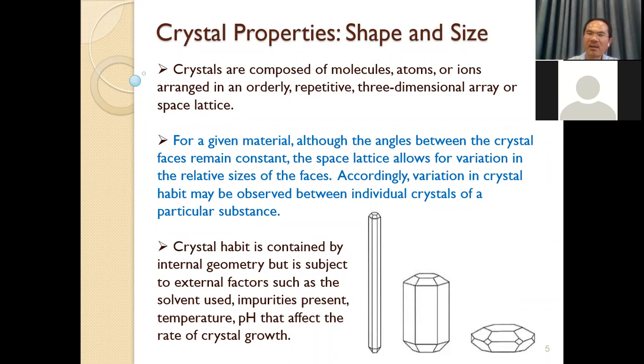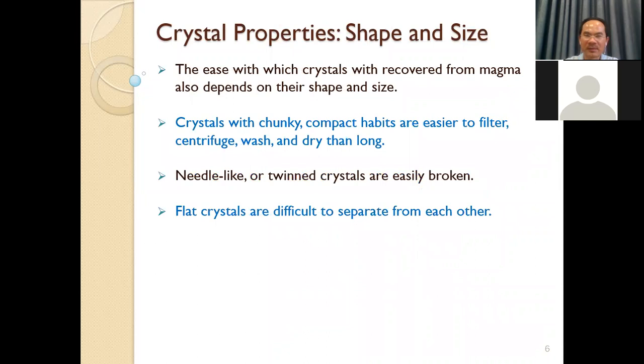The shape and size, or morphology, of the crystal is an individual and unique property of its substance. For example, crystals with a chunky or compact habit are easier to filter, as I told you. With a chunky or compact habit, it's easy to filter, and then you can centrifuge, wash, and dry.